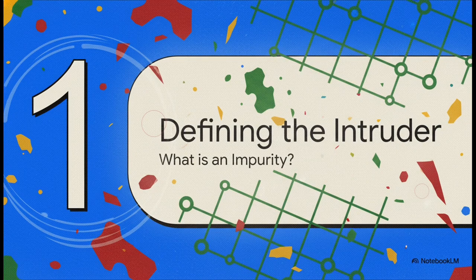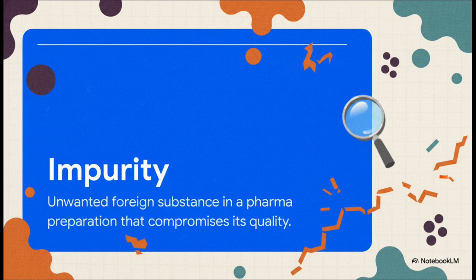What is an impurity? So at its core, what exactly are we talking about here? By definition, an impurity is an unwanted foreign substance present in a pharmaceutical preparation that compromises its quality or safety. Think of it like this. These are completely useless elements. They're not part of the drug, they absolutely do not help cure you, and actually, they actively degrade the drug substance instead of helping. In the purest sense, it's basically chemical dirt.